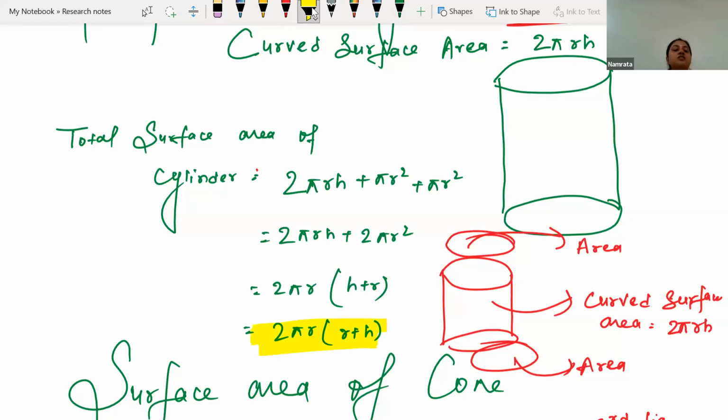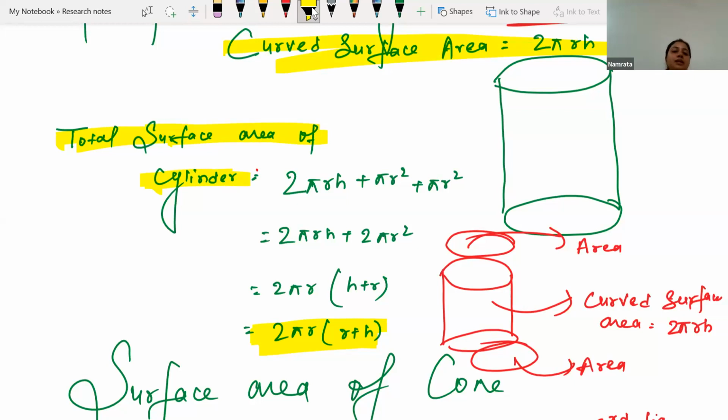You have to understand the question properly, whether the question is talking about the curved part of the cylinder or the total surface area of the cylinder. Accordingly, you will use the formula. For curved surface area, the formula is 2 pi RH. For total surface area, the formula is 2 pi R in bracket R plus H. From where did 2 pi R in bracket R plus H come? It just came after the addition of the upper circle area and bottom circle area, and by taking a few things common.